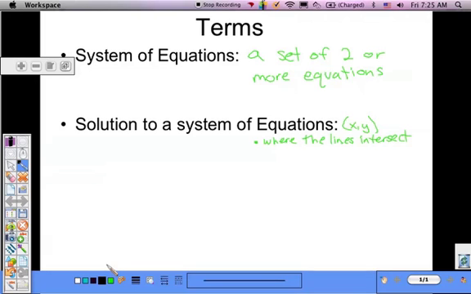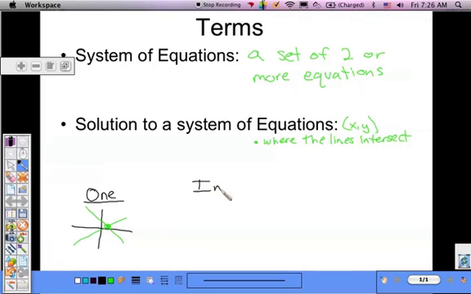Now, there's many different types of solutions here. Sometimes systems only have one solution. That means your lines cross once. If you were to graph this, you'd have your two lines. There's one point where they intersect.